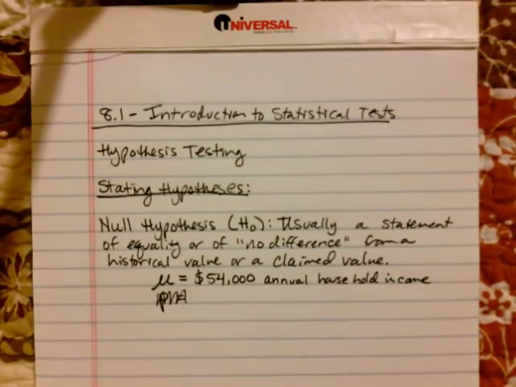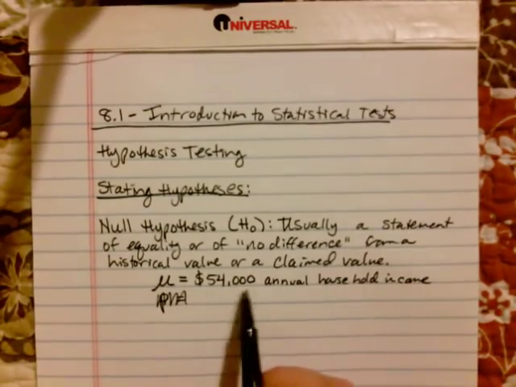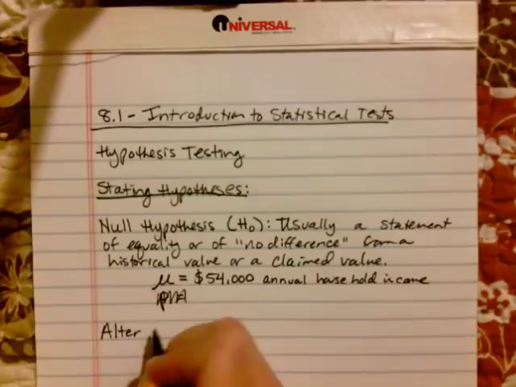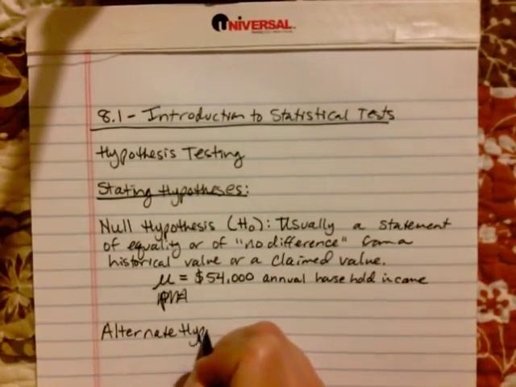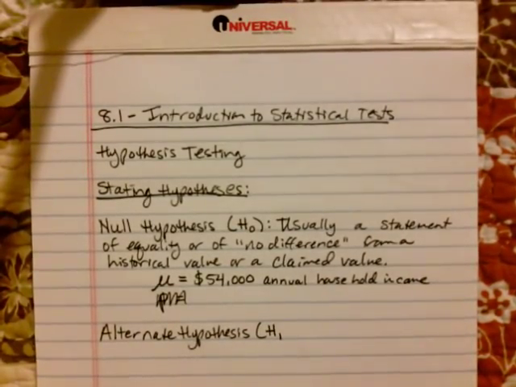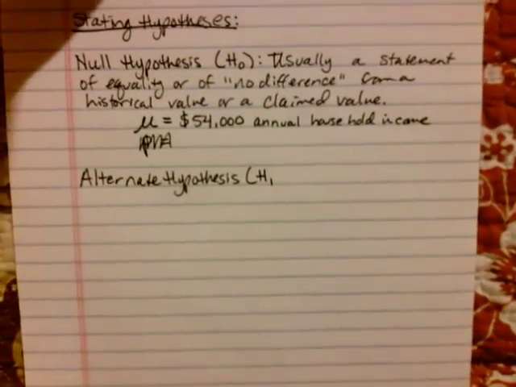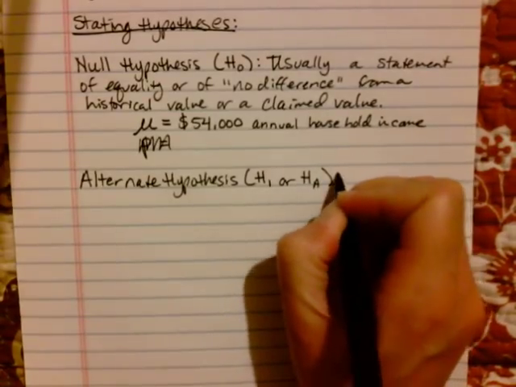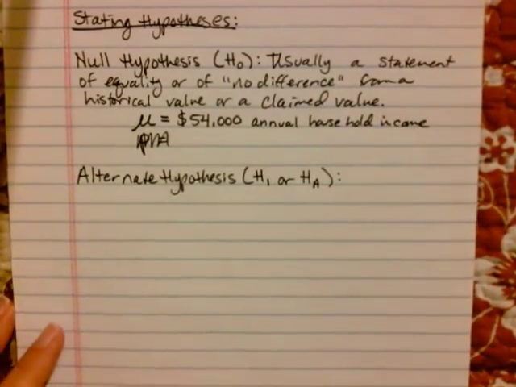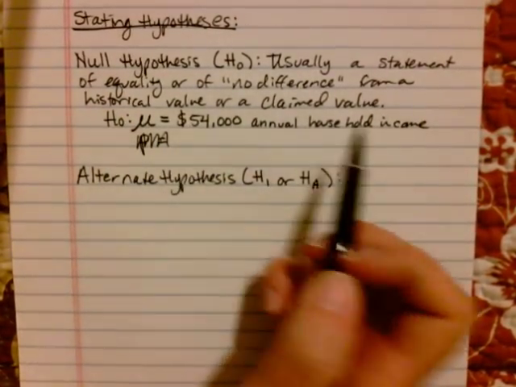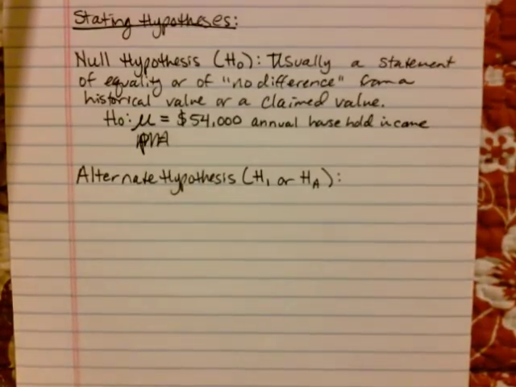Now let's say that something has happened, maybe the downturn in the economy has made me think that maybe this value isn't accurate anymore. So then I'm going to propose an alternate hypothesis. And that will either be signified by H sub 1, that is the notation that your book uses, or some textbooks will use H sub A for alternate, but this textbook uses the H sub 1 to signify the alternate hypothesis. So here's our null hypothesis, that the mean annual household income in Bellingham is equal to $54,000.